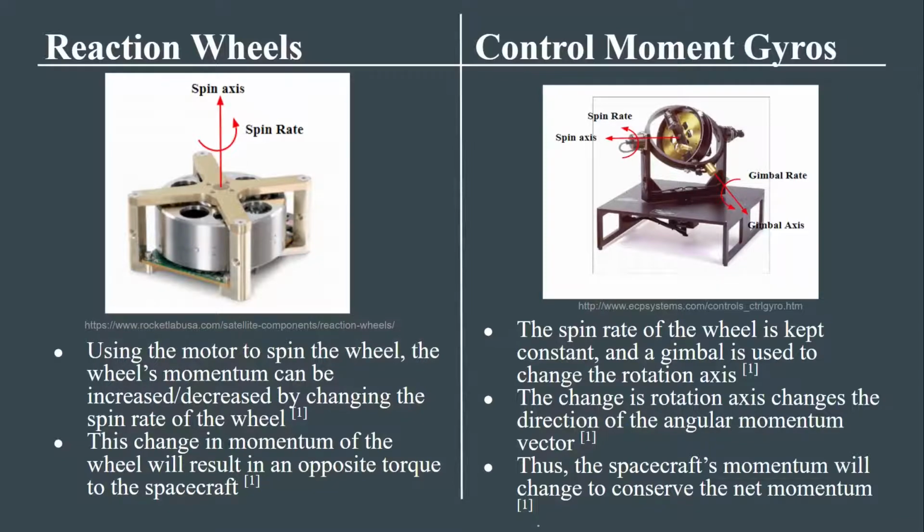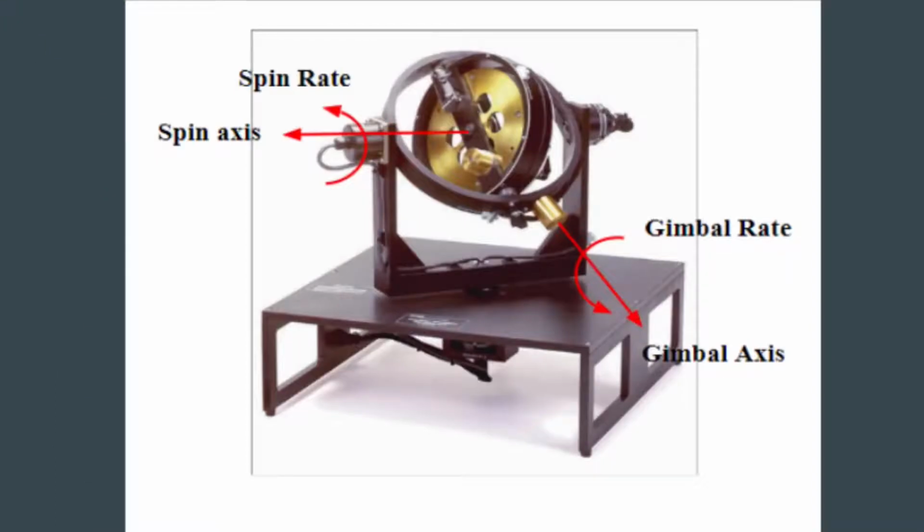Similar to the reaction wheel, the CMG mechanism consists of a motor and a wheel, except in this system, the spin rate is kept constant, while a gimbal is used to change the direction of the rotation axis. So we can see how the CMG uses gimbaling to vary the spin axis of the wheel.